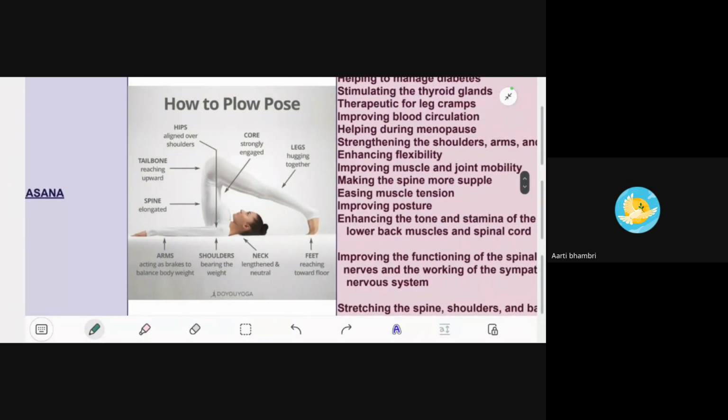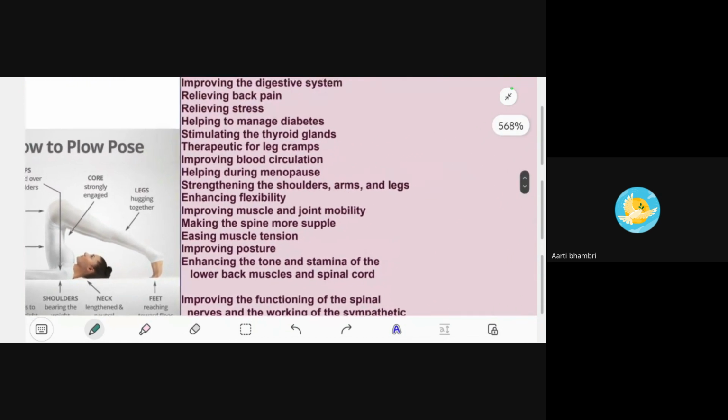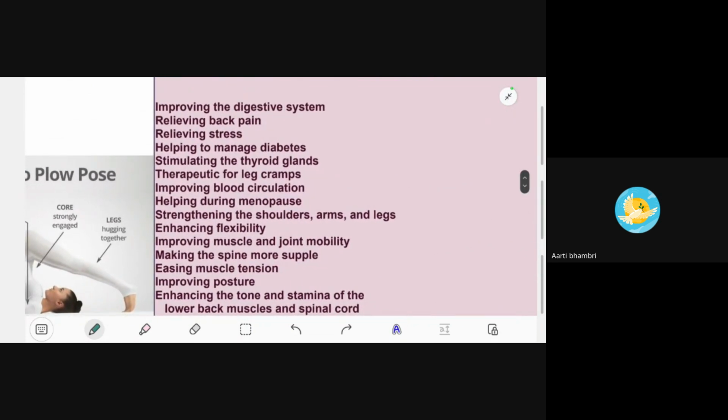I'll try to give you some instructions through this picture, but I'll discuss the benefits first. It improves the digestive system, of course, because our abdominal area is quite pressed there. The contractions and the blood circulation give relief from so many ailments. Many times, especially in asana, contractions are helpful because during these contractions, especially in the abdominal area, the body throws out toxins.